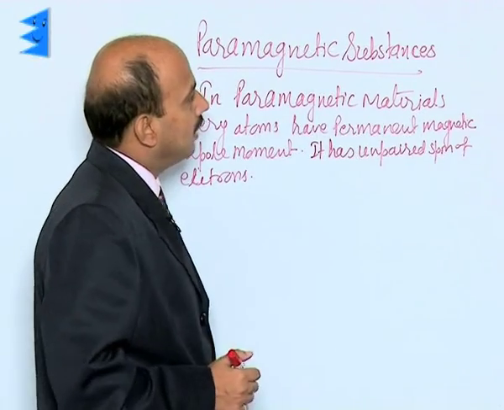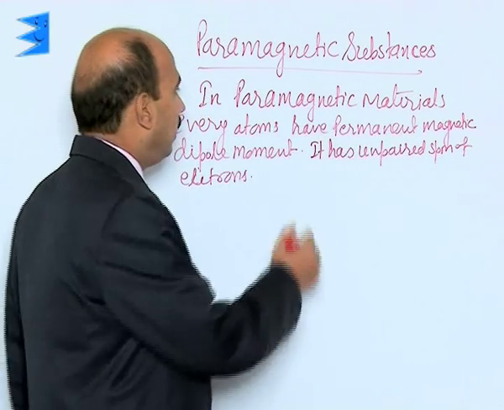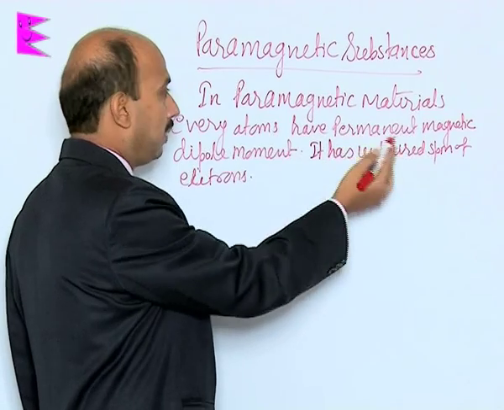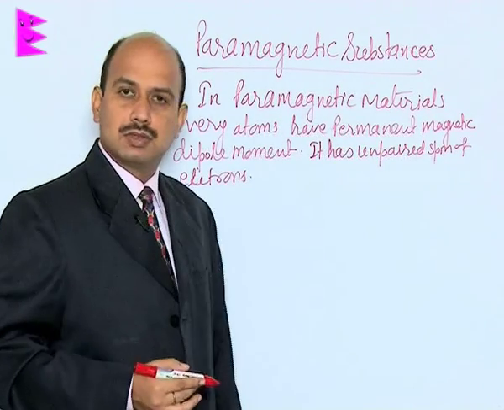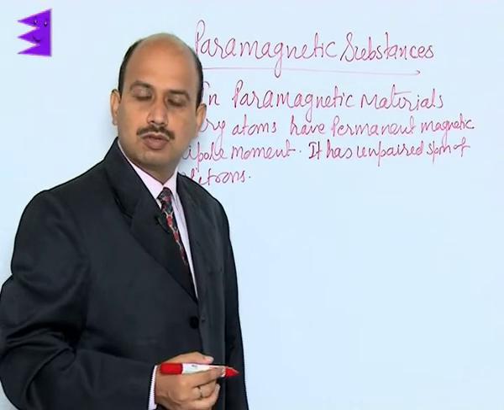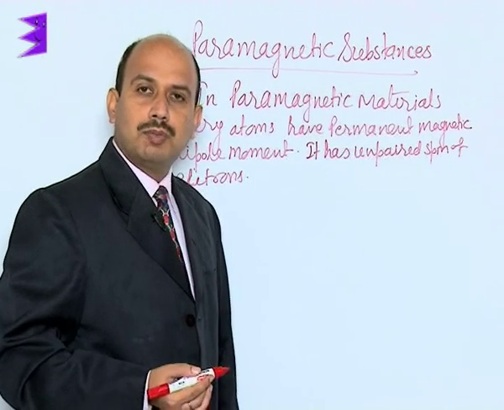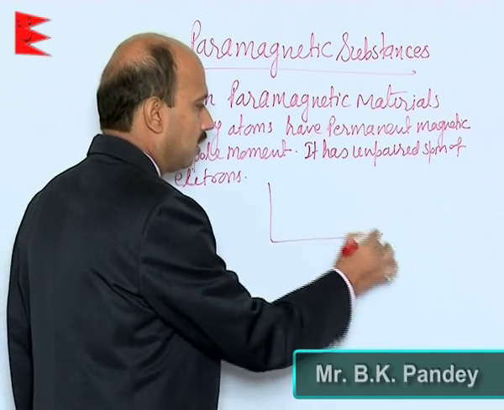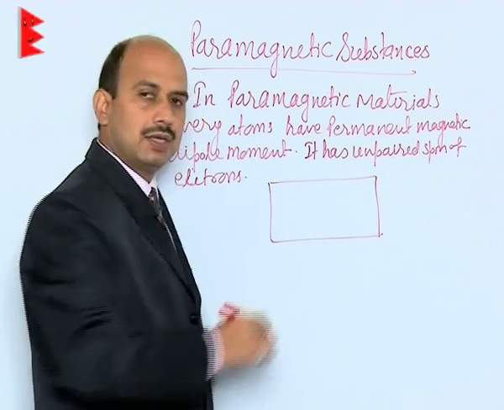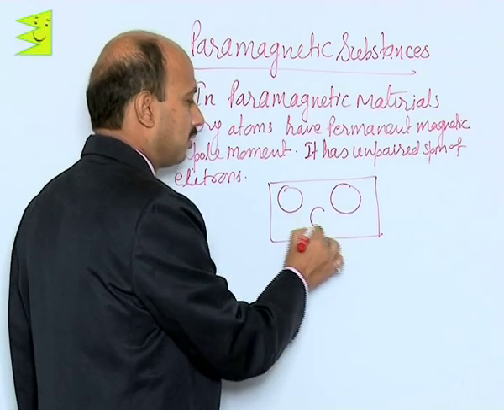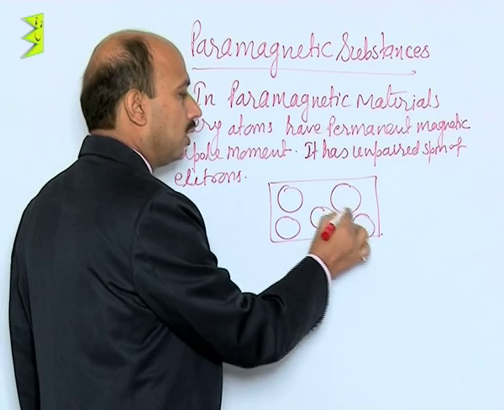Now see paramagnetic substances. In paramagnetic materials, every atom has a permanent magnetic dipole moment, because it has unpaired electron spins. So the net magnetic dipole moment of each atom is not 0. This is a paramagnetic material, and every atom in the paramagnetic substance has a magnetic dipole moment.